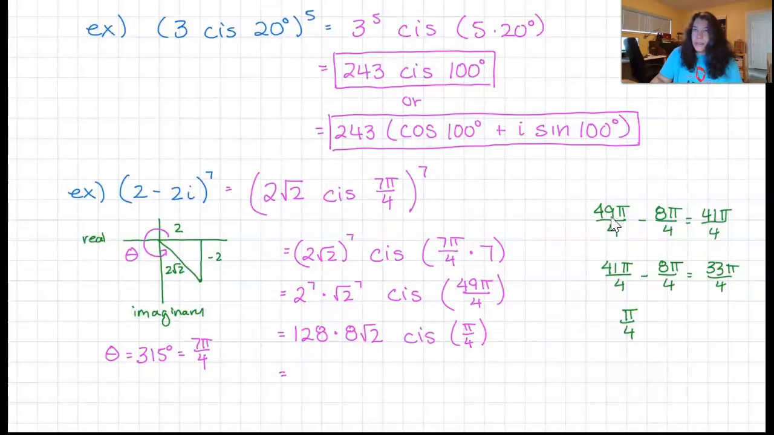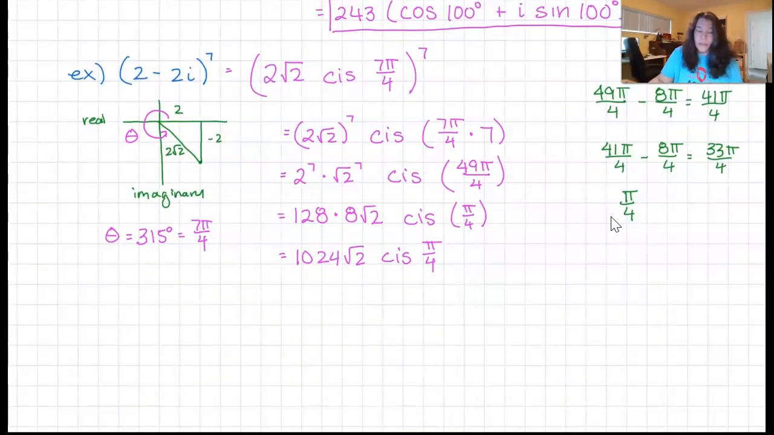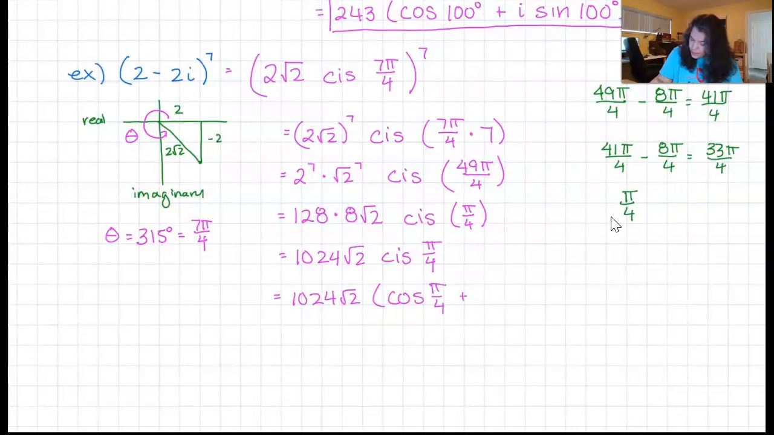And then when you multiply 128 by 8√2, it's going to be 1024√2 cis pi over 4. And then if we want to change this back to standard form, this is not hard at all to do. Again, you could just go ahead and multiply it out. Actually, let me show you just to remind you. You could do 1024√2, and then this is cosine pi over 4 plus i sine pi over 4.